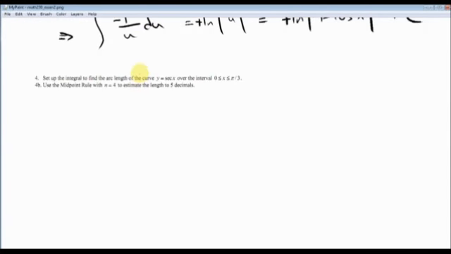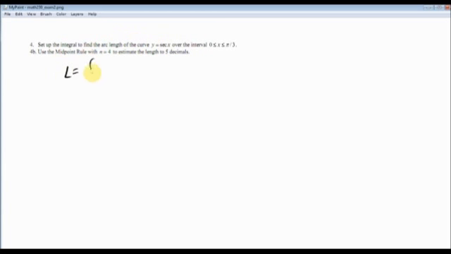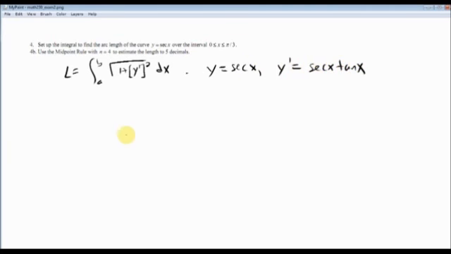Final problem. Alright, we're looking at about 23 minutes right now. Set up the integral to find the arc length. Now, arc length is this. Okay. Now, what we know is y is secant x, and so then we also know y prime, which is secant x tangent x. And we're also going from 0 to pi over 3.